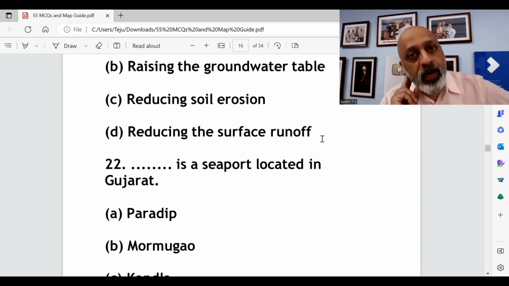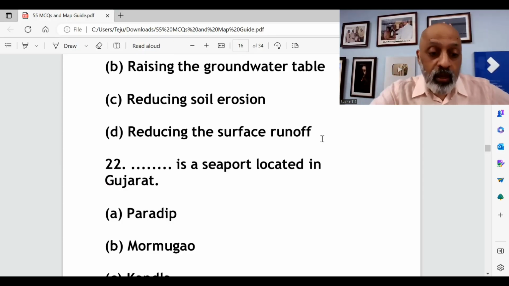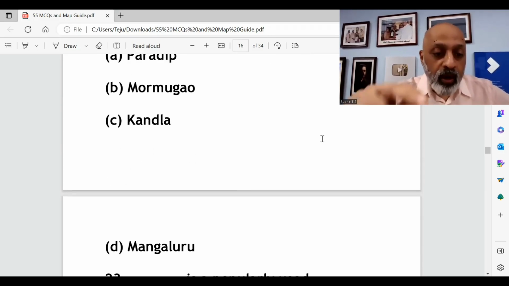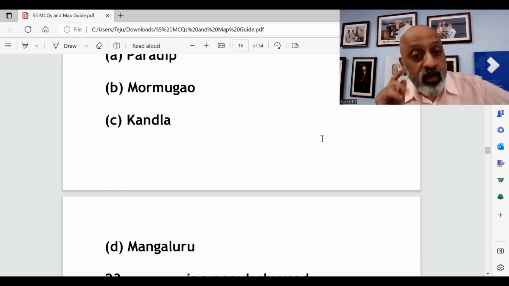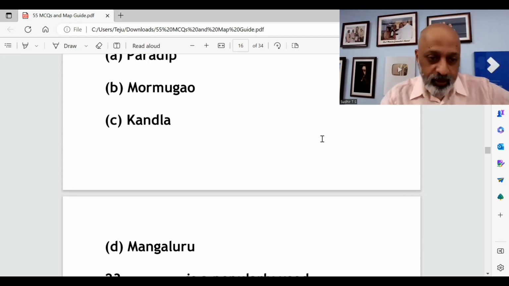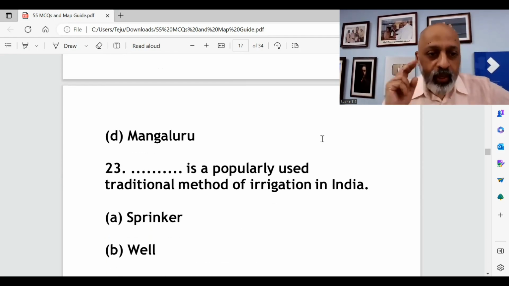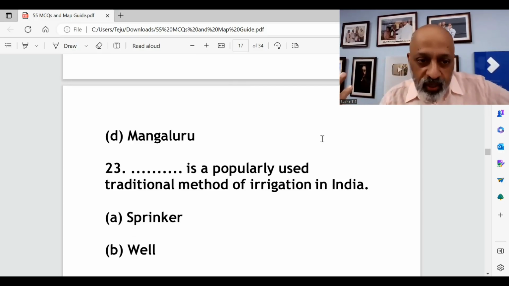Dash is a seaport located in Gujarat. ये तो मालूम होना चाहिए। पारादीप कहां पे है? उड़ीसा में। मार्मागो कहां पे है? It is in Goa. Kandla and Mangaluru. Mangaluru is in coastal Karnataka. Kandla is the correct answer. Okay, तो आपको अपने भारत के बारे में भी जानकारी होनी चाहिए। Geography is about the India around us.